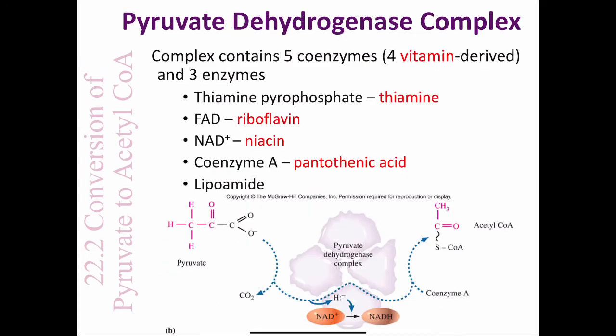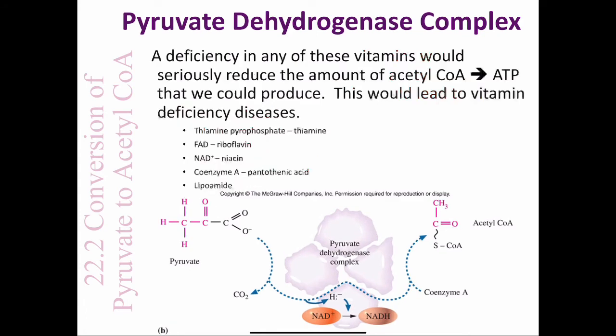This single reaction requires 4 coenzymes made from 4 different vitamins, in addition to the coenzyme lipoamide. These are thiamine pyrophosphate, derived from thiamine, or vitamin B1, FAD, derived from riboflavin, or vitamin B2, NAD+, derived from niacin, and coenzyme A, derived from pantothenic acid. Obviously, a deficiency in any of these vitamins would seriously reduce the amount of acetyl coenzyme A that our cells could produce. This, in turn, would limit the amount of ATP that the body could make and would contribute to vitamin deficiency diseases. Fortunately, a well-balanced diet provides an adequate supply of these and other vitamins.